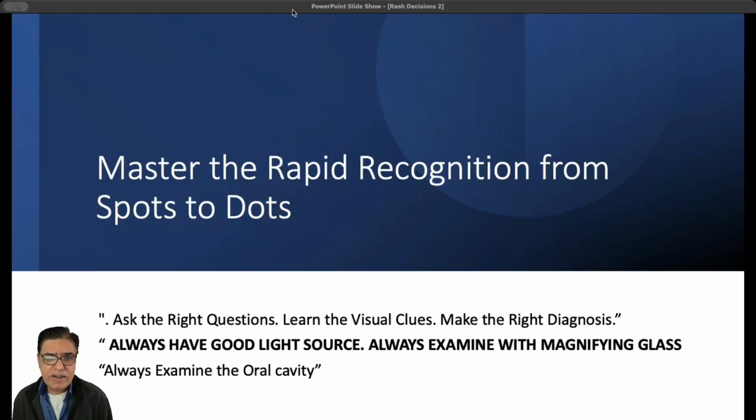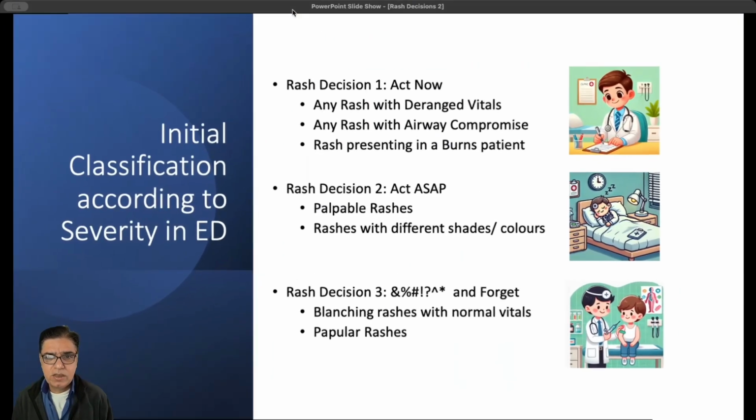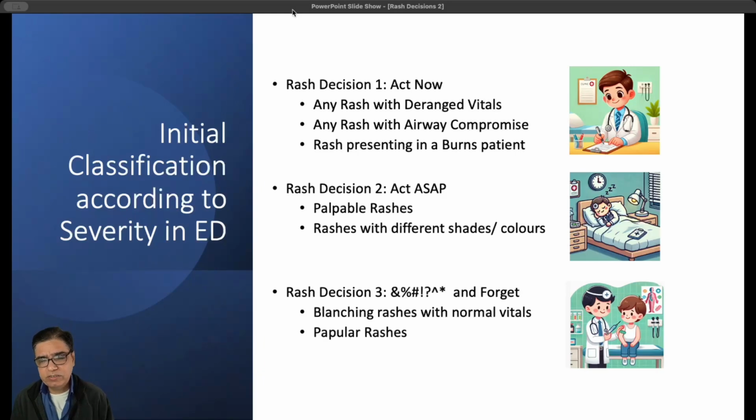Now, when any type of rash presents in the ED, there are a few things. Number one is those types of rashes where you have to act now, as that is an emergency situation. Then there is another group of rashes where it's probably not an emergency, but there might be an element of urgency. You can deal with them as soon as possible. And the third category is where ideally these kids should not be coming to the ED at all. The primary care provider should be able to deal with them, and even if you don't deal with them, it's not going to do any harm to the child.